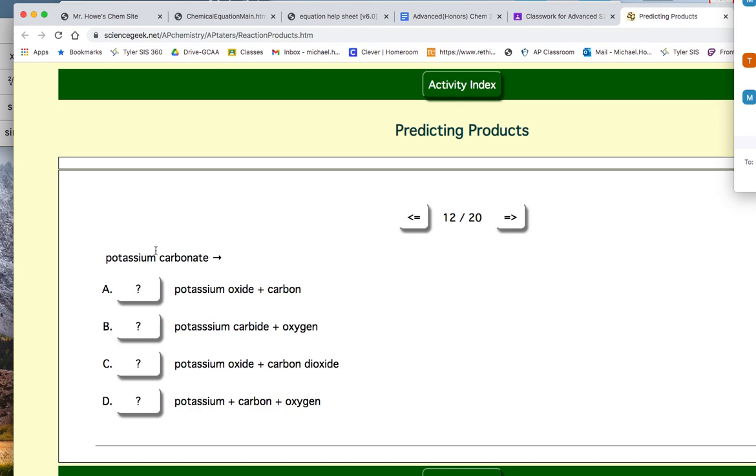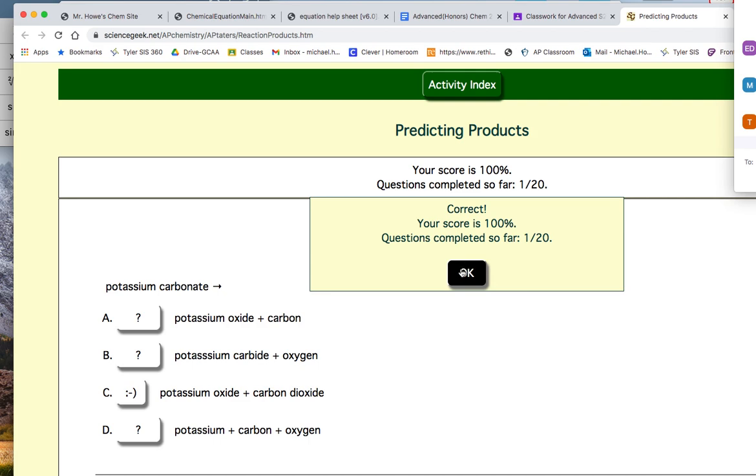Okay, this one is not, what's missing right there? There's no plus sign, is there? So since there's no plus sign, it's a decomposition. And that's one of the ones that we talked about at the beginning of class with the metallic carbonate. Decomposes to make a metallic oxide and carbon dioxide. So the answer would be C on that one, if you're actually completing it.